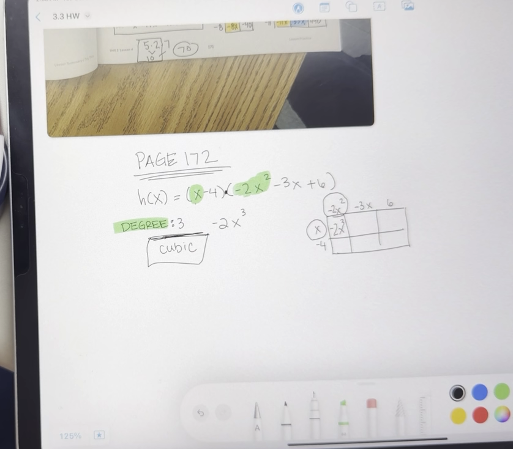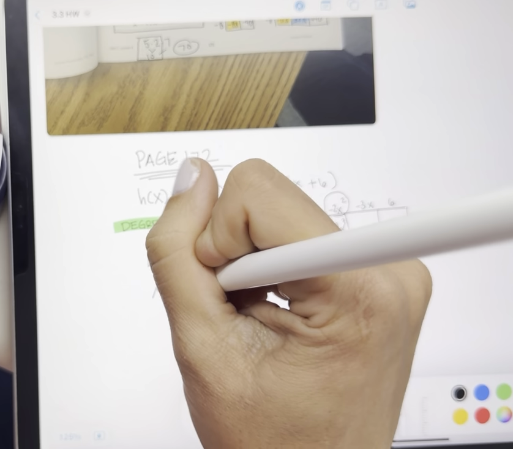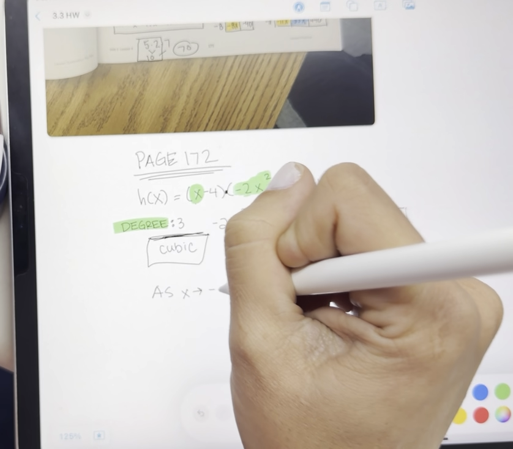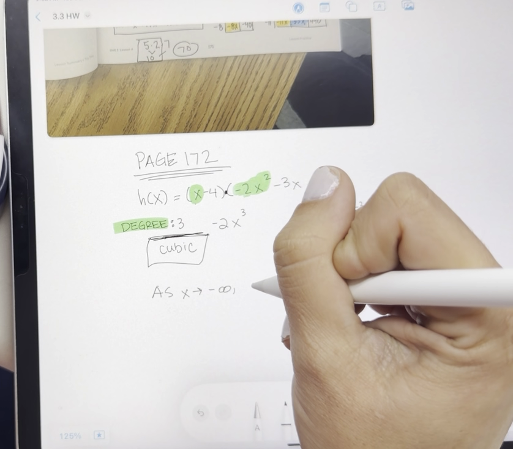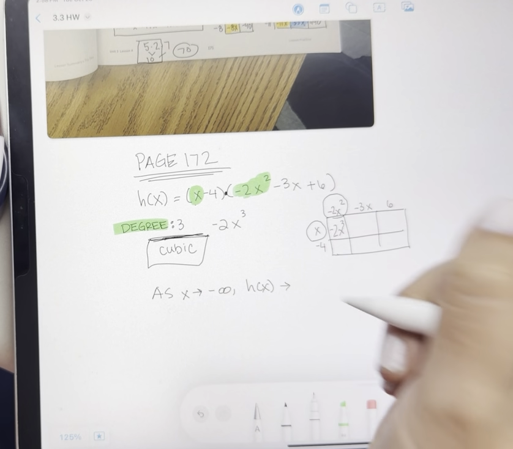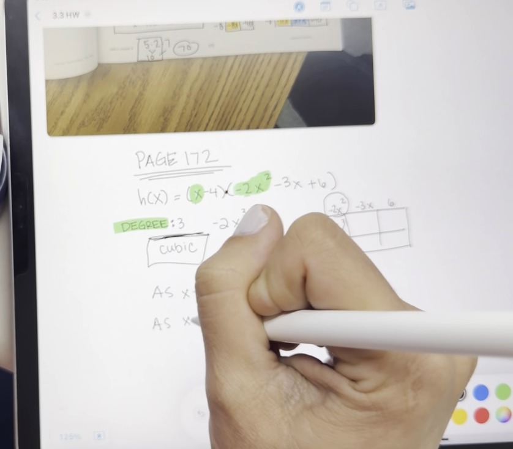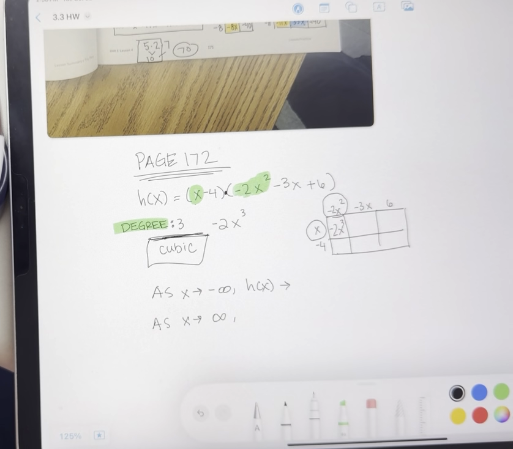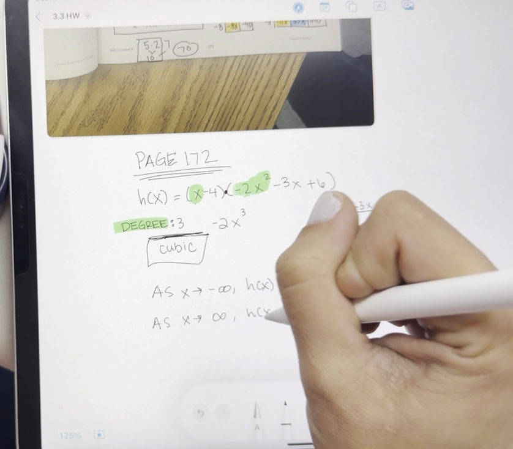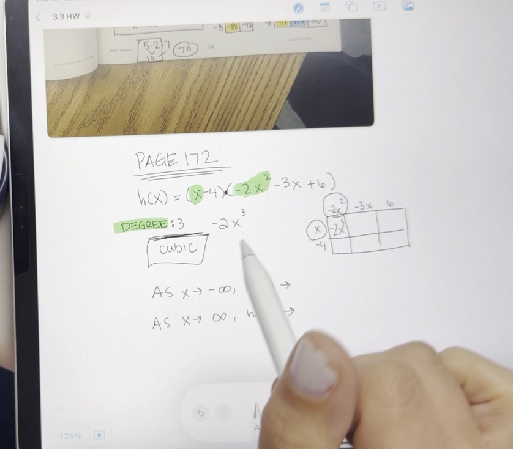And then looking at this, we just take the degree, right? Does it want the coefficient? It doesn't yet, but in number 9 it does. In number 9 it wants me to figure out the end behavior as x approaches negative infinity, meaning on the left side h of x is approaching what? As x approaches positive infinity, which means on the right side, h of x is approaching what?